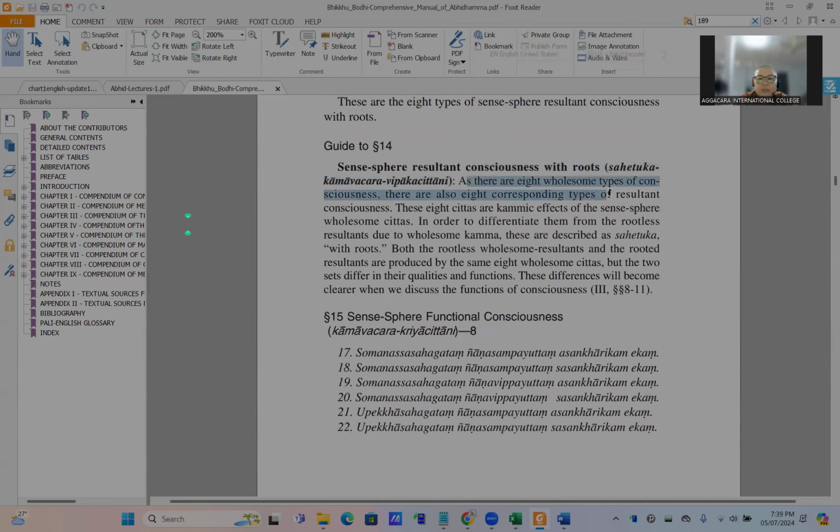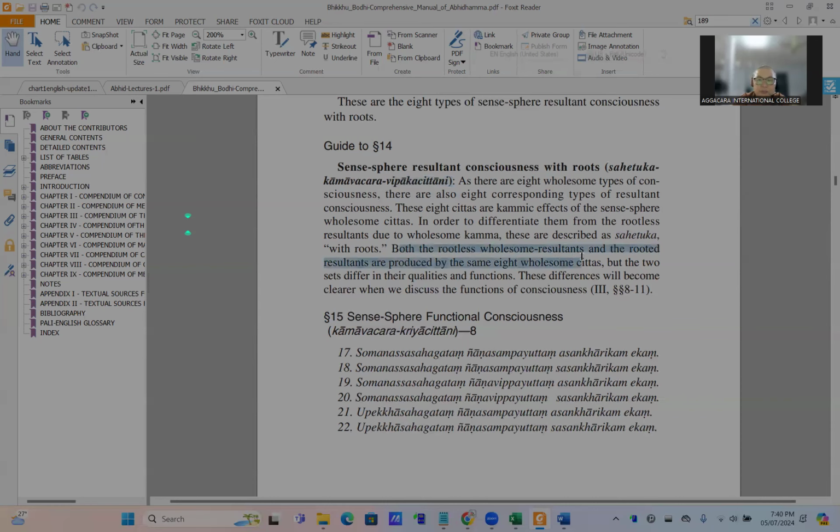As there are 8 wholesome types of consciousness, there are 8 corresponding ones. That's an important thing: corresponding. The 8 will exactly produce the 8, one Mahakusala to one Vipaka. So this is the karmic result. When we say karmic result, it means we cannot change it because it is a resultant by itself. In order to differentiate them from the rootless results, they are described as sahetuka, with root. We also had kusala vipaka earlier on, but this one is with the root, so we call it sahetuka.